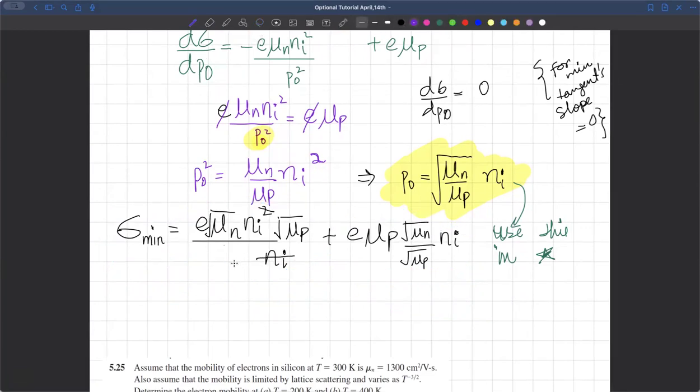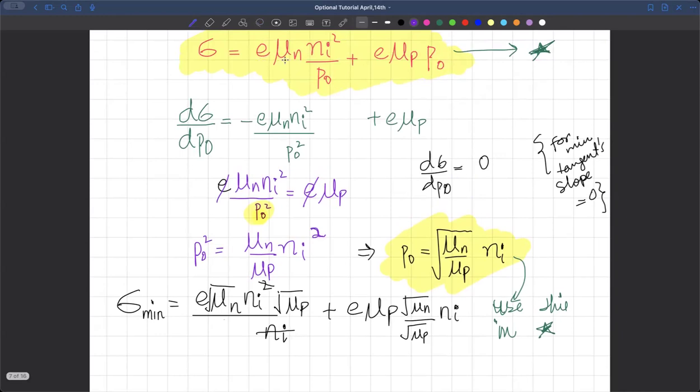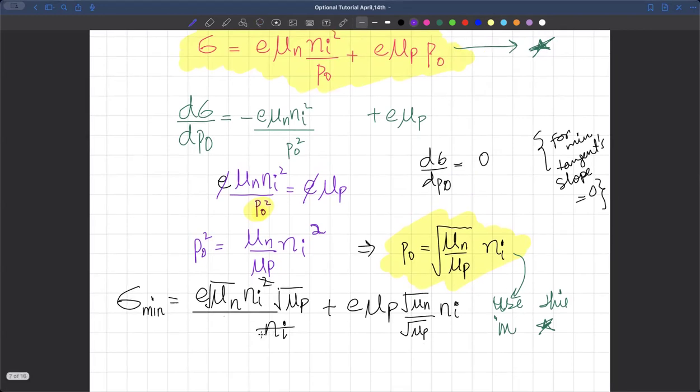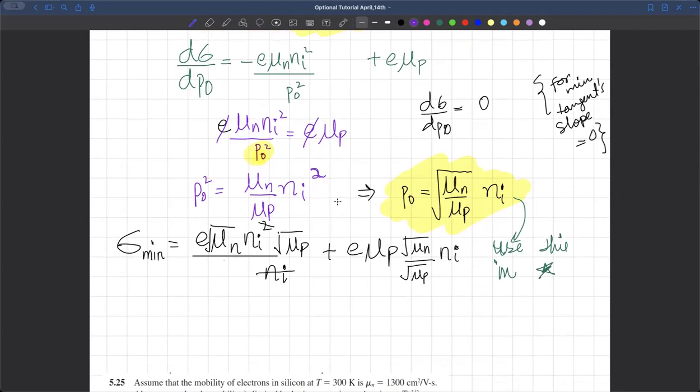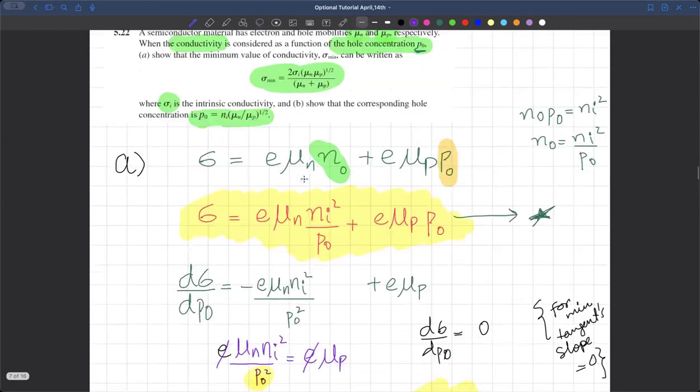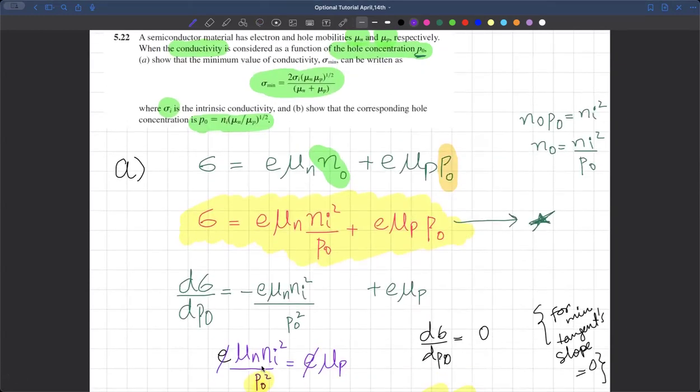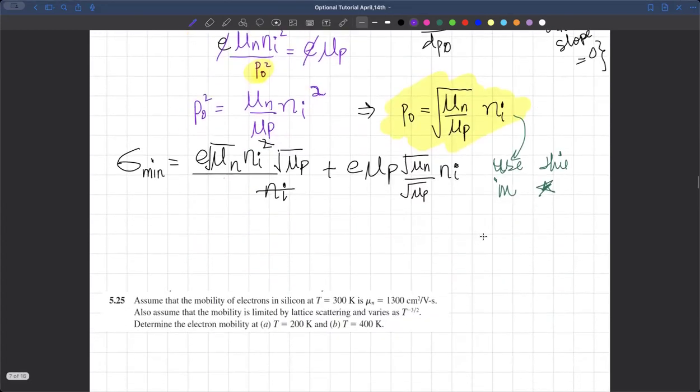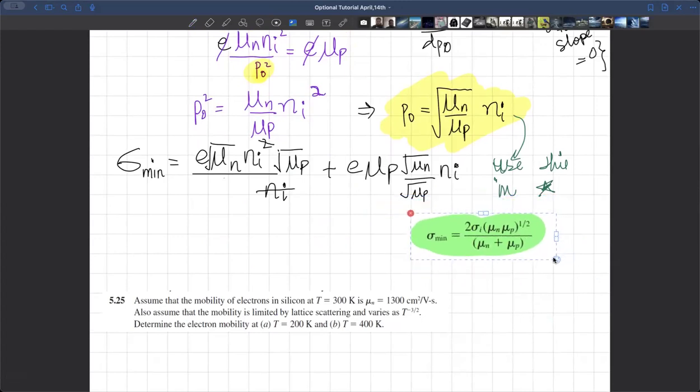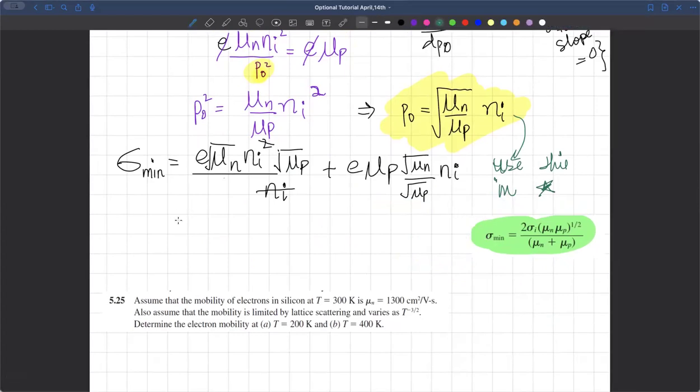Okay, now I just have to solve it. So you get, let me see if I plug it in the right equation here. e mu n n_i squared, fine. And p naught in the denominator, mu n here, mu p here, n_i. And yeah, that's fine. Okay, now, because we already have this thing here, it's better to keep an eye on the final relationship. This is what we are trying to make. So this should be okay.